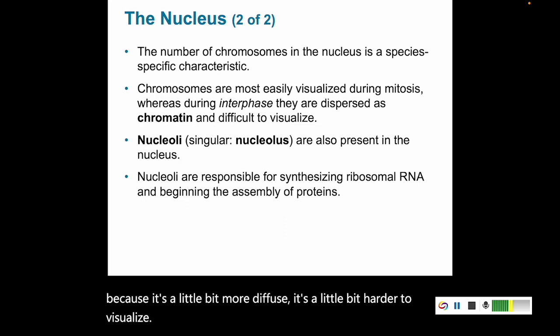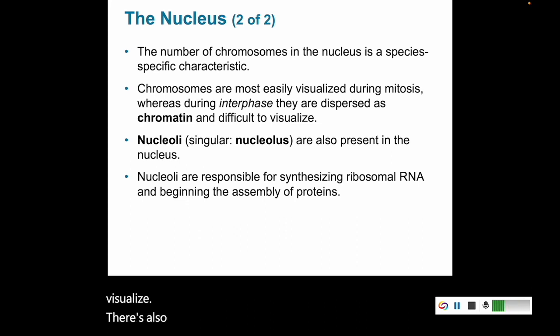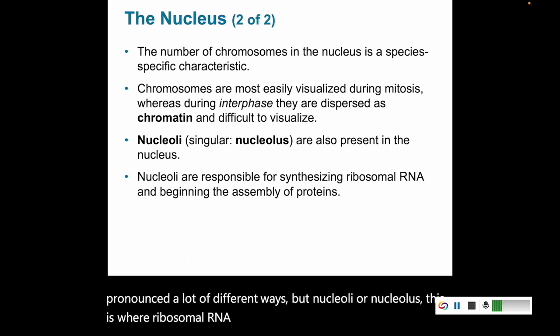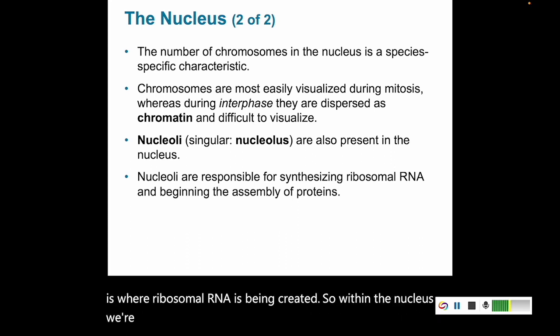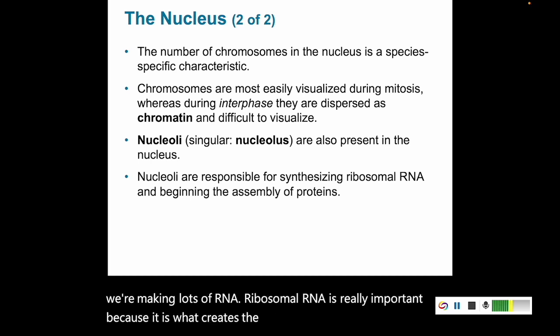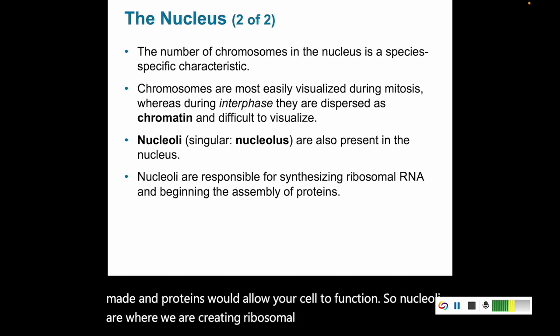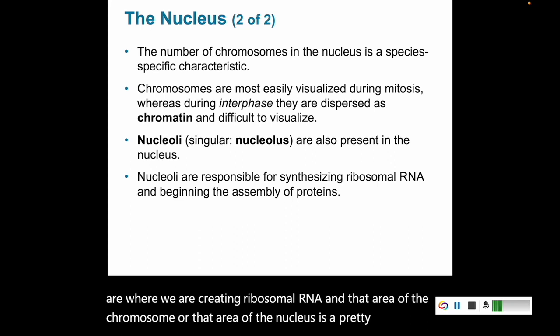There's also nucleoli in the nucleus. You will see that word pronounced a lot of different ways, but nucleoli or nucleolus. This is where ribosomal RNA is being created. So within the nucleus, we're making lots of RNA. Ribosomal RNA is really important because it is what creates the ribosomes to allow proteins to be made. And proteins are what allow your cell to function. So nucleoli are where we are creating ribosomal RNA. And that area of the nucleus is a pretty specific spot where it is making that ribosomal RNA.